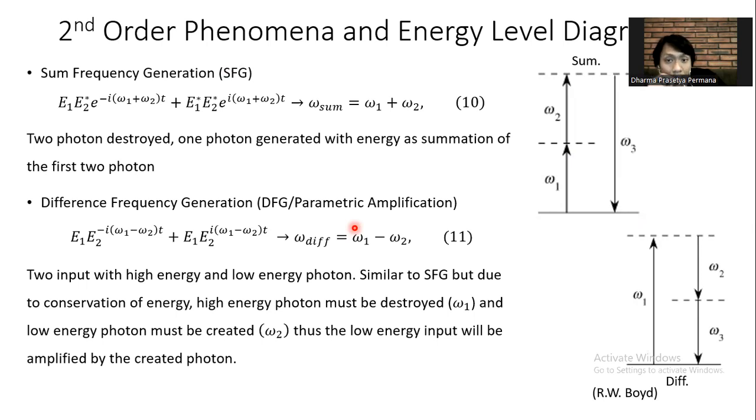Why is it called parametric amplification? Because when we shoot the light with omega 1 and omega 2, sometimes the omega 2 here becomes amplified from the field itself. So instead of just generating a new light with the frequency of omega 3, it will also generate more omega 2, increasing its energy like that. So yeah, the power of omega 2 will be increased. The process is kind of hard to imagine, but this is what we call parametric amplification.